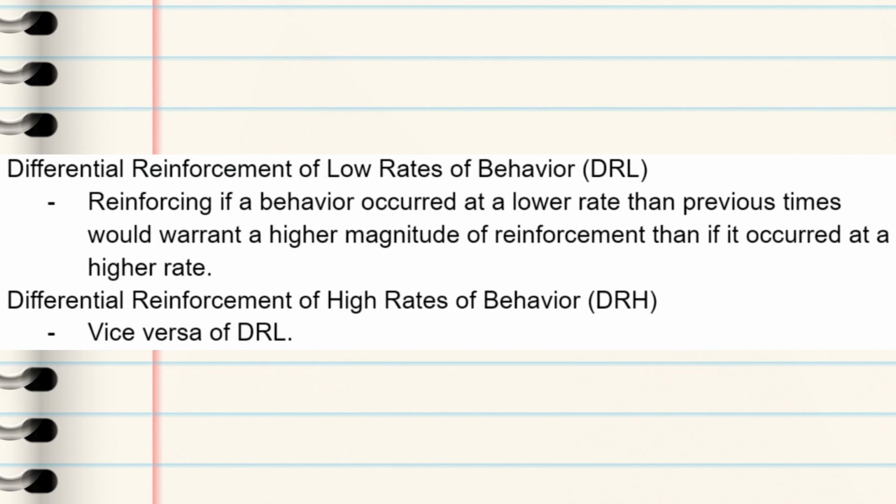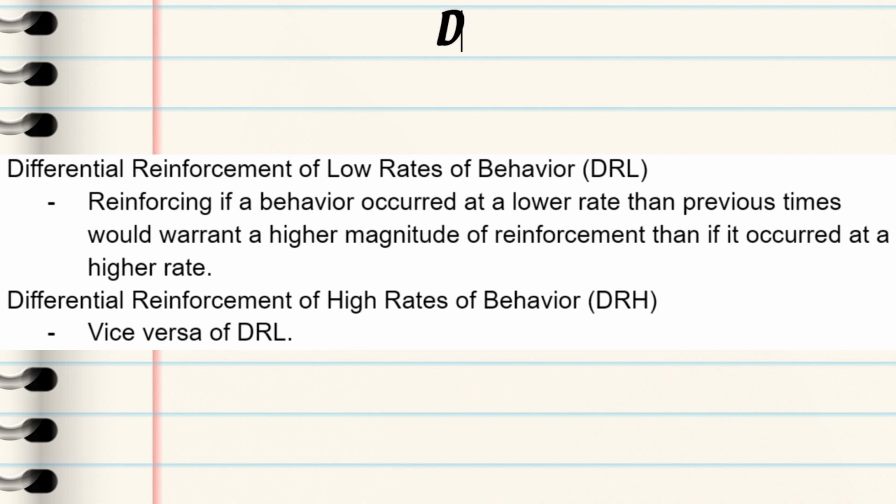The next two types of differential reinforcement go hand in hand with each other. The first type being differential reinforcement of low rates of behavior. This means reinforcing if a behavior occurred at a lower rate than previous times, and this would warrant a higher magnitude of reinforcement than if it occurred at a higher rate. The last type is differential reinforcement of high rates of behavior, which is literally the exact opposite of a DRL procedure.